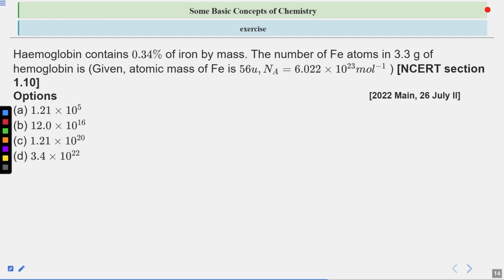The next question is, hemoglobin contains 0.34 percent of iron by mass, and you have to calculate the number of iron atoms in 3.3 gram. Four options are there. This was asked in the 2022 Mains exam on 26th July in the second shift. Your time to solve this question starts now.